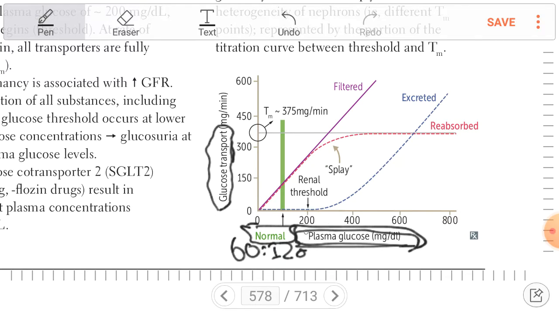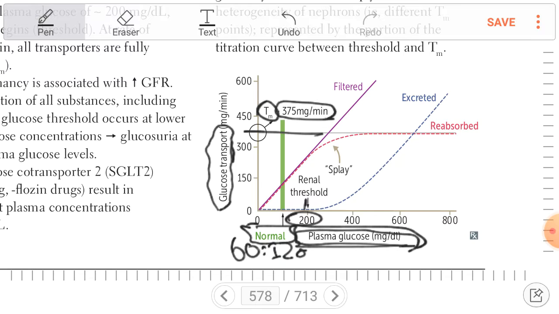Then there is a threshold, which is 200. From 200, the glucose will begin to appear in the urine. Why? Because there is saturation of some of the sodium glucose co-transporters, until reaching 375, which is called the Tm. This means there is saturation of all sodium glucose co-transporters.